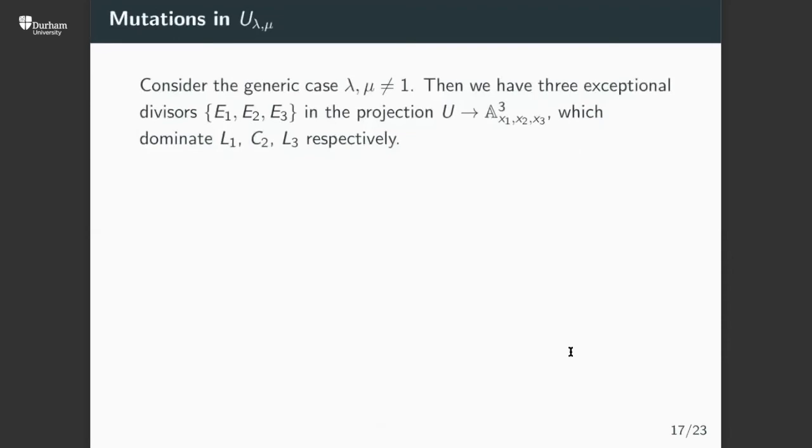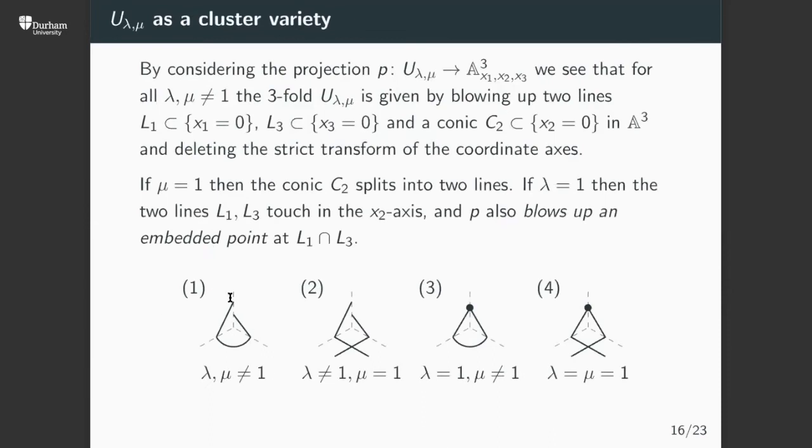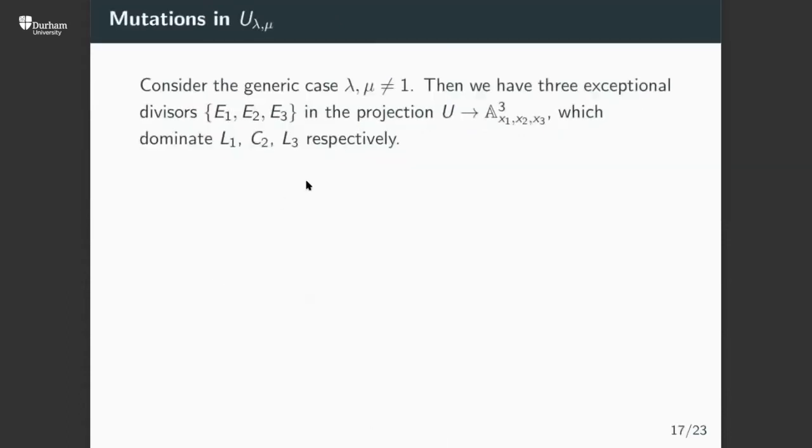So let's just consider the generic case, case 1 here, and let me explain what the mutations are in this picture. When I blow up these 2 lines and a conic, I get these 3 exceptional divisors, and they're the exceptional divisors that get contracted when I consider the projection U to A3. These divisors get contracted to the line L1, the conic C2, and the line L3 respectively. And so the mutation will be to blow up the L1.